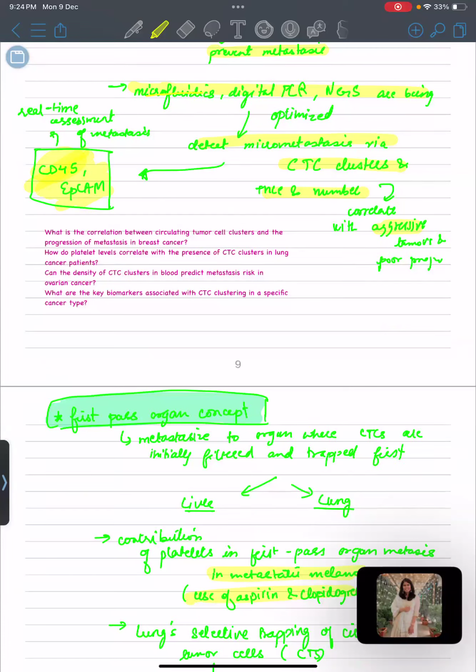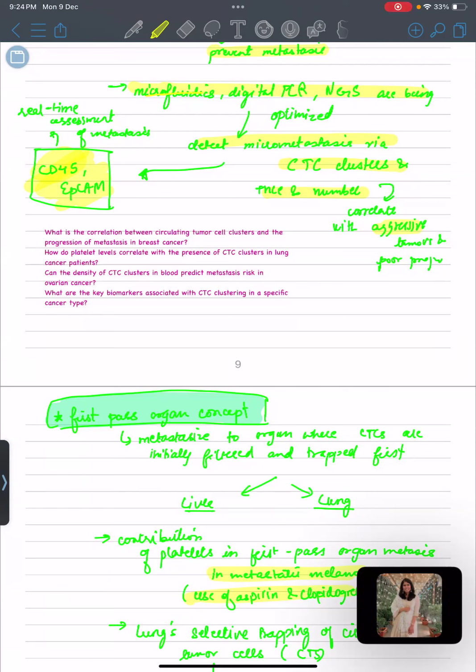So what is the correlation between circulating tumor cell clusters and the progression of metastasis in breast cancer? And how do platelet levels correlate with the presence of CTC clusters in lung cancer patients? So this is how you can proceed. And then, can the density of CTC clusters in blood predict metastasis risk in ovarian cancer? And what are the key biomarkers associated with CTC clustering in a specific cancer type?